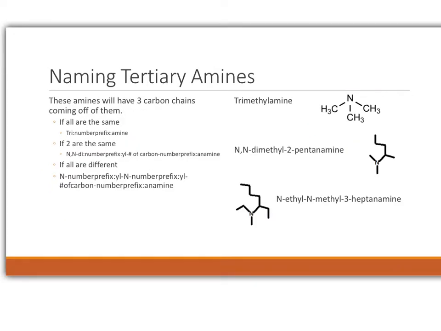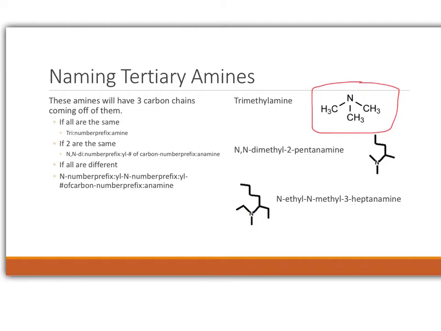And then tertiary amines are kind of complicated, like the secondary amines. If you have 3 attachments that are all the same, okay, then you would add tri for 3, and then the number prefix. In this case, this one is 3 methyl groups, so trimethylamine. Okay, so everything is symmetrical, you don't need that anamine, you can just say amine at the end.